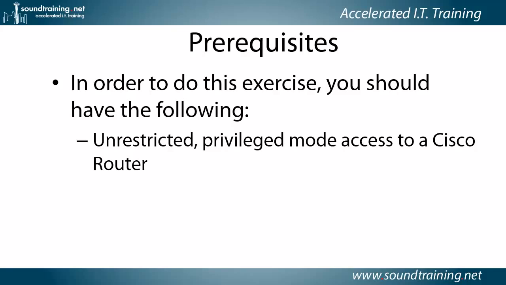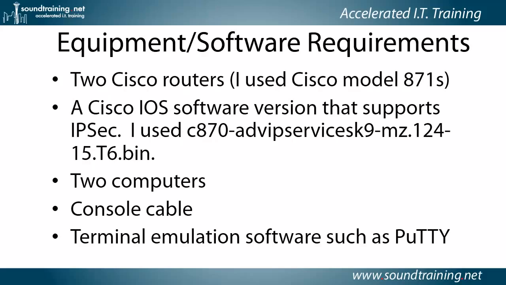Prerequisites: in order to do this exercise, you'll need the following: unrestricted privilege mode access to a pair of Cisco routers. Obviously, you can't have a VPN unless you have a pair of routers. And the equipment and software requirements: 2 Cisco routers. I use Cisco model 871s. You can use pretty much any router in the Cisco line, except you're not going to be able to do this with the consumer grade, the Linksys Cisco routers. That won't work. This is for commercial grade routers.